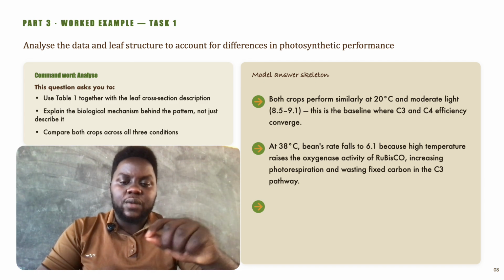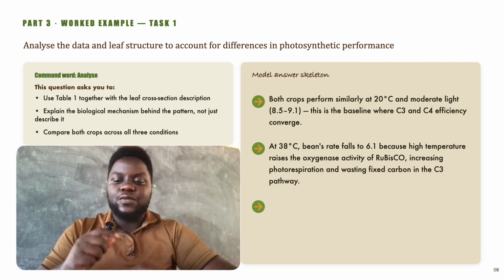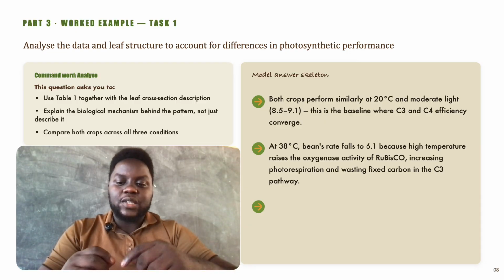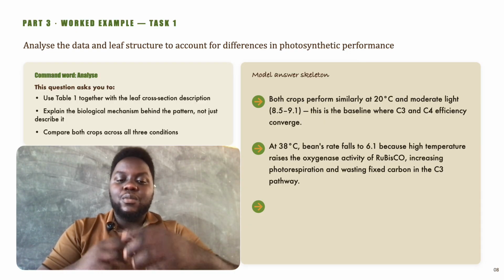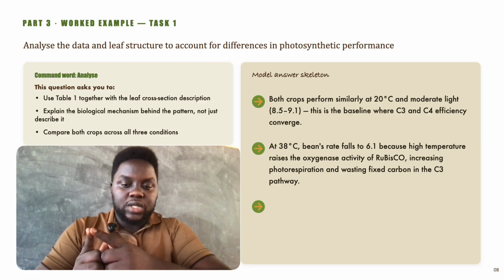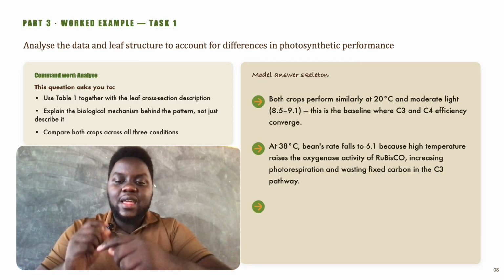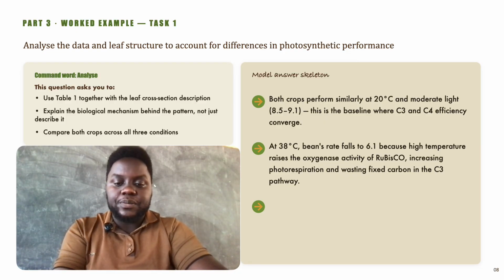In the C3 pathway, Rubisco operates directly in the mesophyll cells and is fully exposed to atmospheric oxygen levels. So as temperature climbs, more and more of its activity gets diverted into photorespiration. This is why the bean's rate doesn't just plateau, it actively collapses.